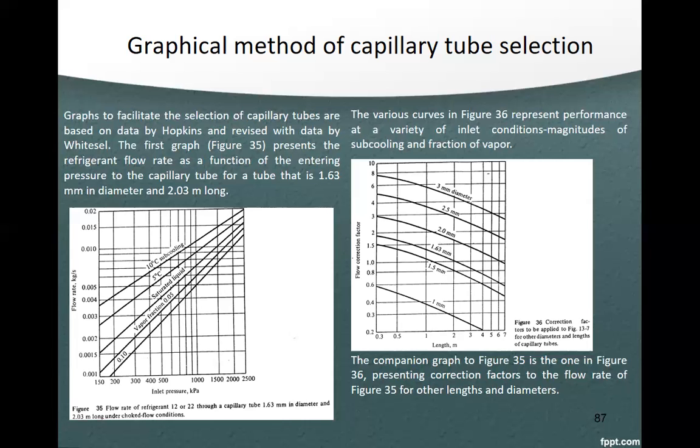So that is the combined graph of figure 35 is the one in figure 36 for presenting correction factor to the flow rate of figure 35 for other lengths in diameter. So pag mag-select kayo ng capillary tube, so ito yung dalawa lang mo.